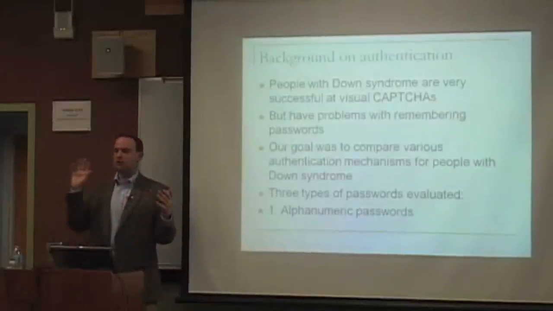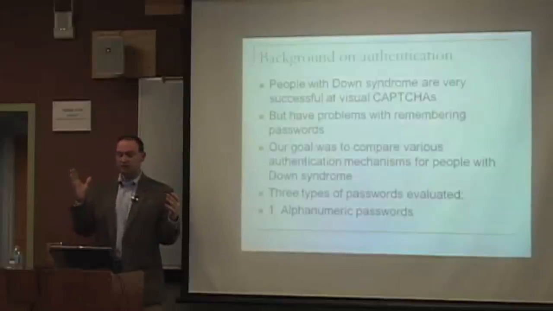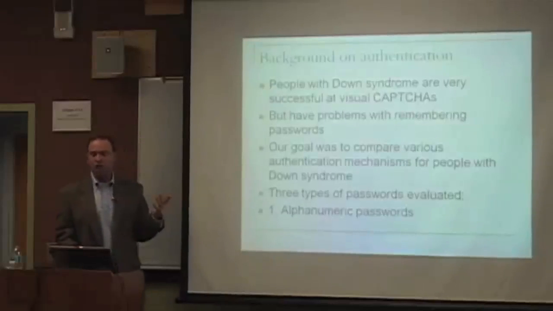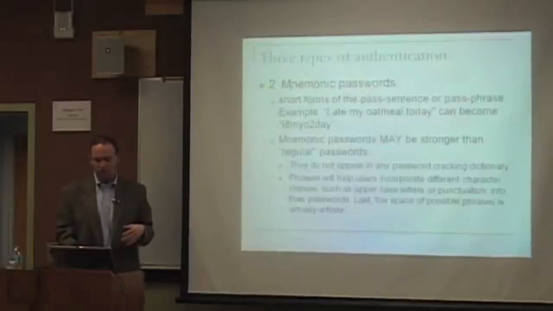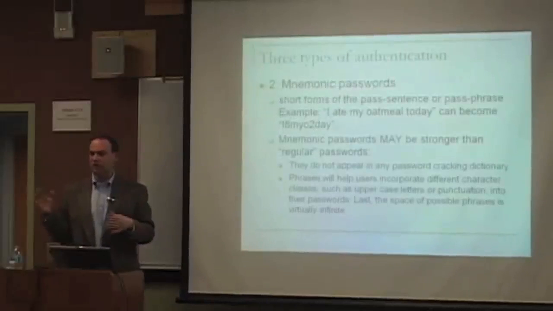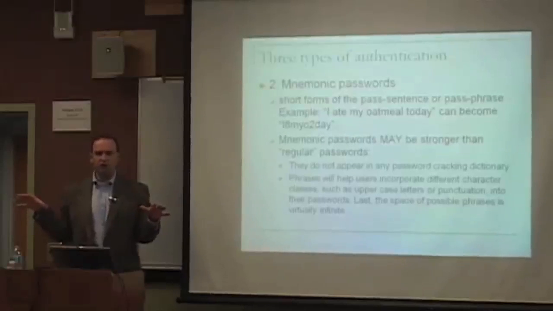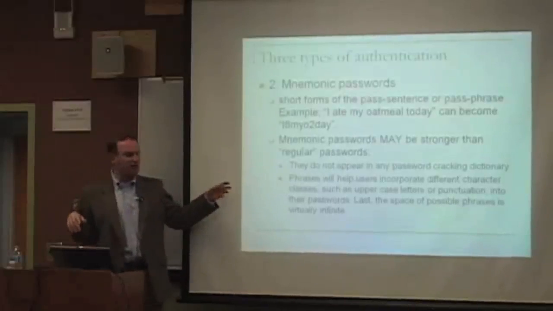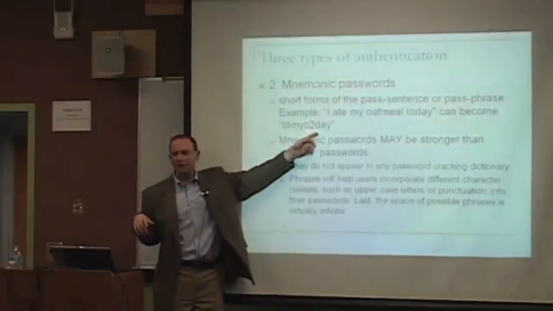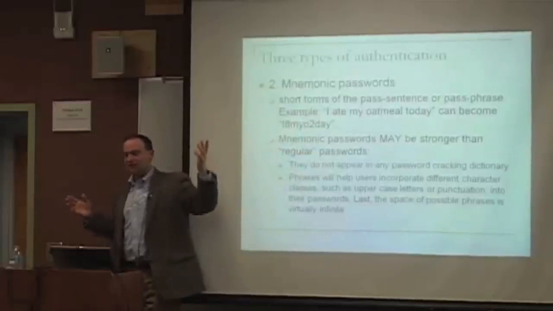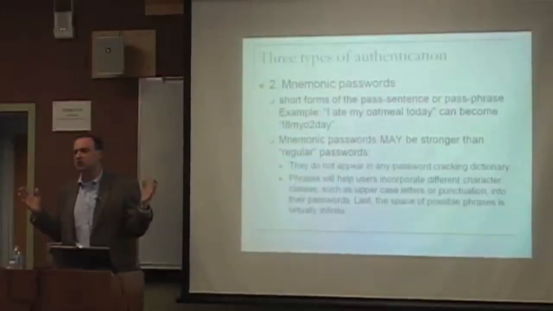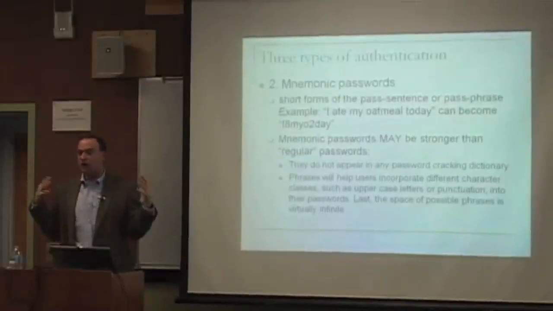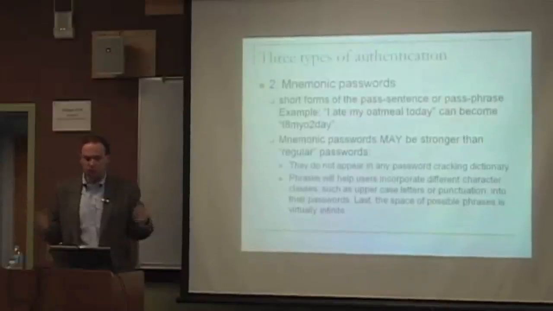So our goal was to compare 3 different types of authentication mechanisms for people with Down syndrome. Your standard alphanumeric password, mnemonic passwords, and do people know what mnemonic passwords are? When you take a phrase and then you take the first letter of each word, so like I ate my oatmeal today, it can be I ate my O today. Right? Typically, they say in the research literature, mnemonic passwords may be stronger than regular passwords. We'll see if that's true.